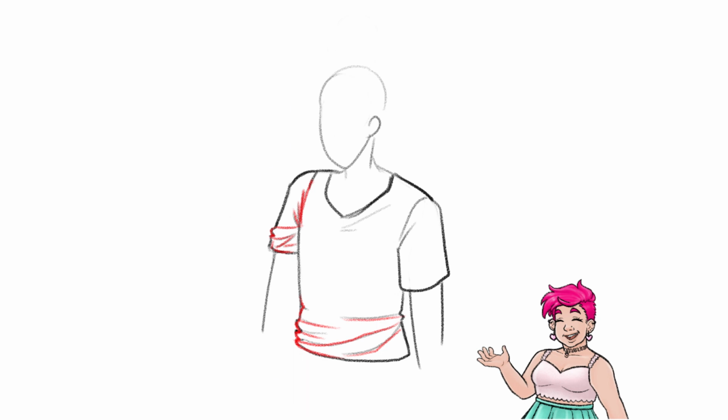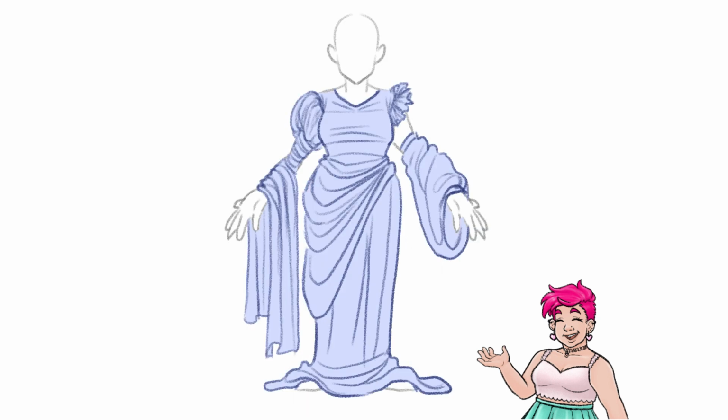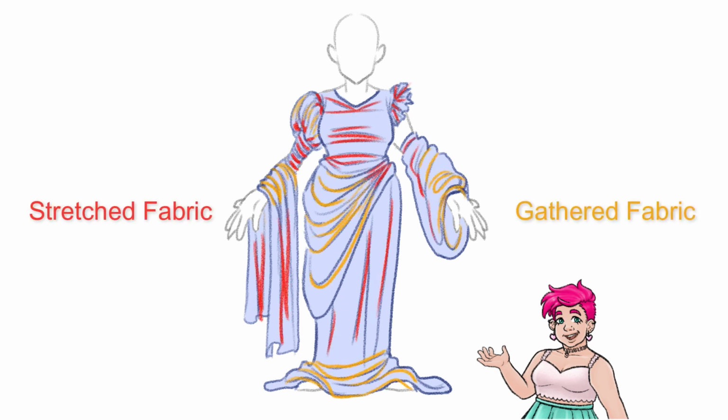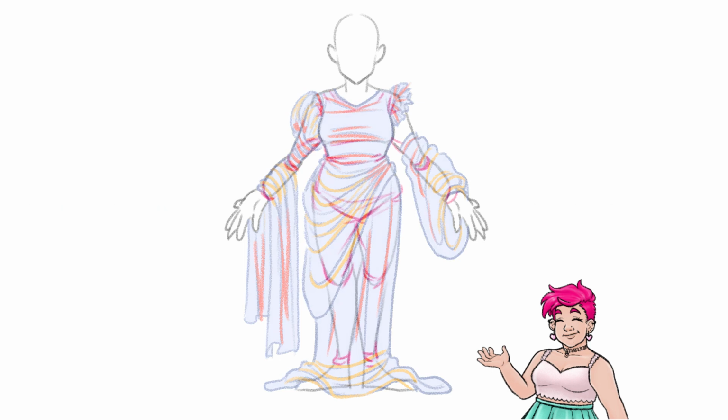First, let's take a look at the types of bunches, folds, and wrinkles that we see the most and where they often occur. Stretched fabric creates tension folds when it's taut or tight on the body, or if it's being pulled by external forces like gravity or wind. Gathered or compressed folds are where loose or extra fabric clump together on top of itself. This is usually seen at the bottom hem of clothing and in bends of the body where fabric is pinched, and also in loose-fitting or baggy clothing.